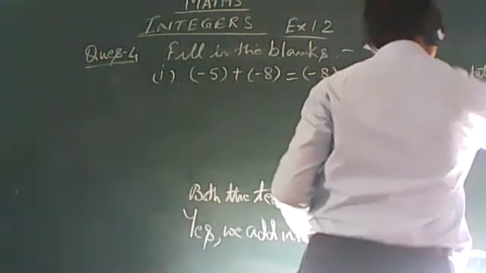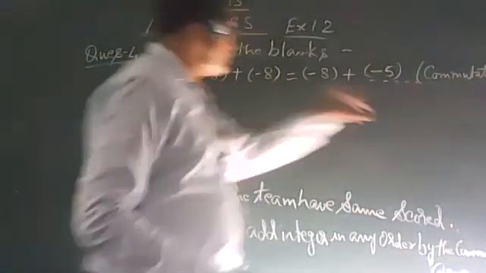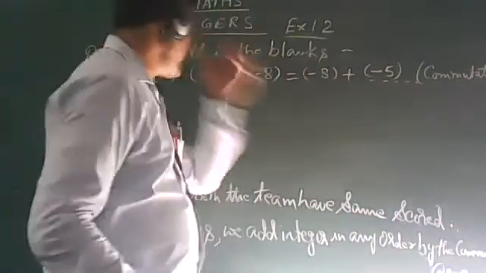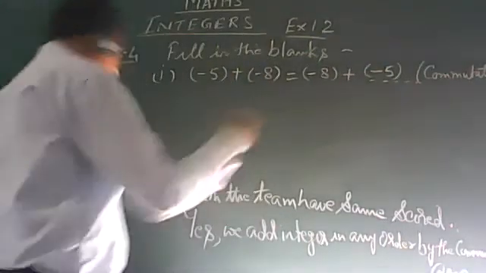That is, this is the statement. The statement is true by the commutative property. By the commutative property, the statement is true, and the fill in the blank, our number, is -5. That is our answer.